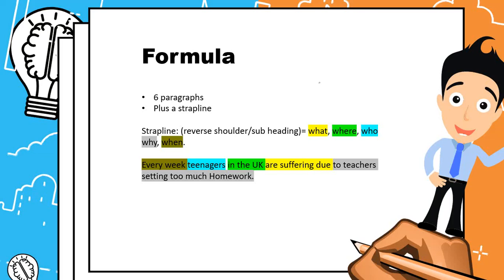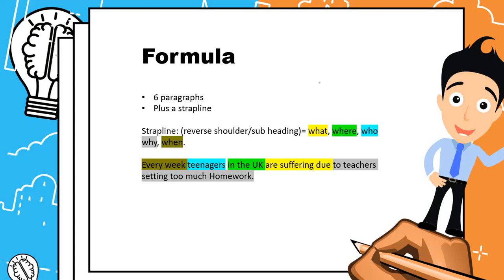Now a strapline is something you usually see in magazine and newspaper articles, just below the headline. Sometimes we call it a subheading, it can be known as a reverse shoulder, but a strapline usually gives us a little bit of information. It sums up what the article is about. So we might have what, where, who, why, and when. An example would be, and we try to put it in a sentence.